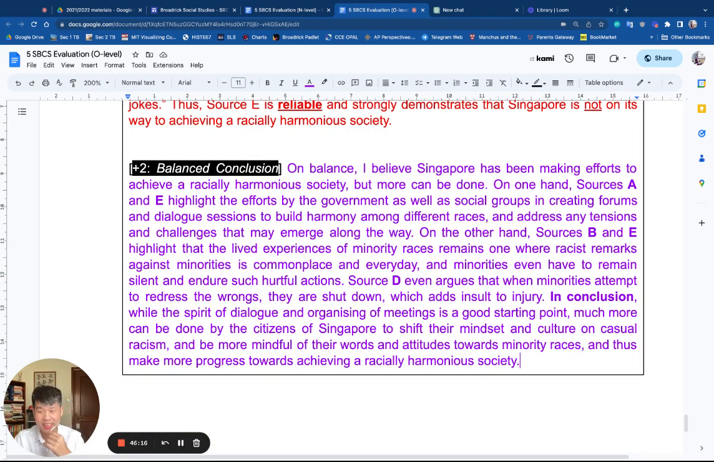O-level students, your +2 is not easy to get. Do you have to do everything? No. Pick one. Analyze utility, analyze reliability, or give a balanced conclusion, or give contextual knowledge from one to add on to one of the sources. Pick one route to try for the +2. Do not spam everything because you will not have time to do essays. Time management.